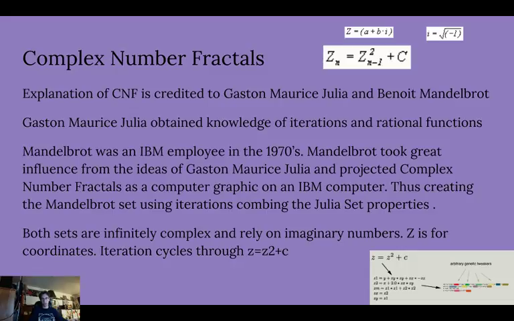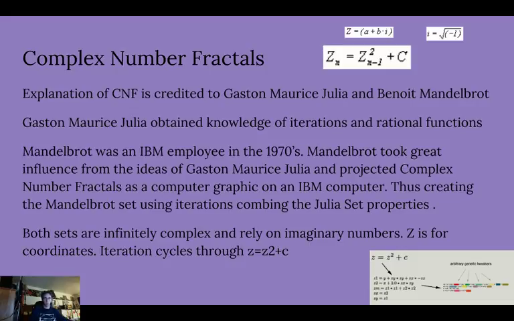and was able to project these iterations and rational functions together along with his own formulas: Zn equals z squared minus 1 plus c, z equals a plus b times i, which is an imaginary number, non-integer formulas that point out the coordinates for where the fractal will lie. So he was able to make the first fractal on a computer graphic on an IBM computer, thus creating the Mandelbrot set using iterations combining the Julia set properties. So Julia set properties are inextricably linked to complex numbers in the Mandelbrot fractal image.